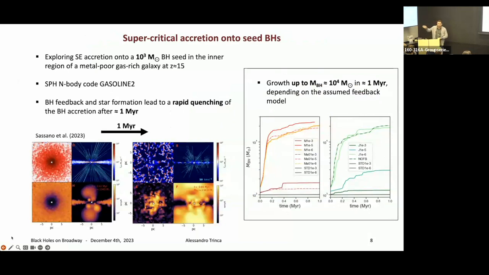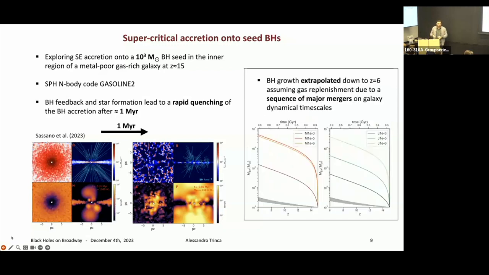hydrodynamical simulations on very small scales have been performed, investigating the accretion on a 10^3 solar mass black hole in the inner region of a very gas-rich and metal-poor galaxy at high redshift, around redshift 15, using the SPH code Gasoline 2. And what they actually see is that from the start of the accretion, on a timescale of the order of 1 megayear, we have a rapid quenching of the black hole accretion due both to black hole feedback and star formation. And depending on the feedback model that they assume, the growth of this initial small seed might reach up to 10^4 solar masses in a very brief period of time.